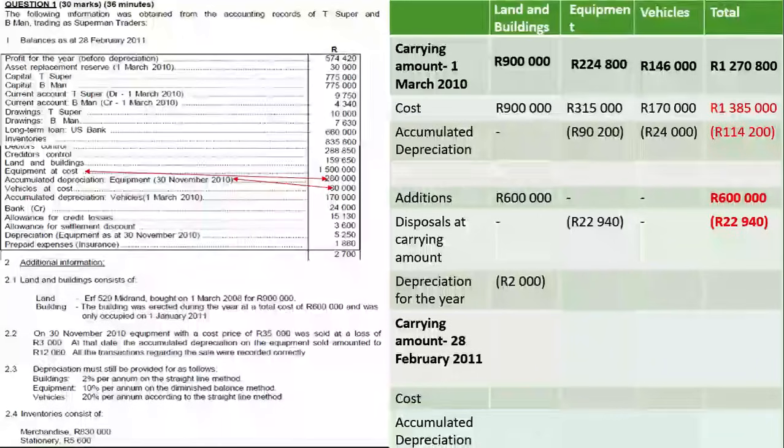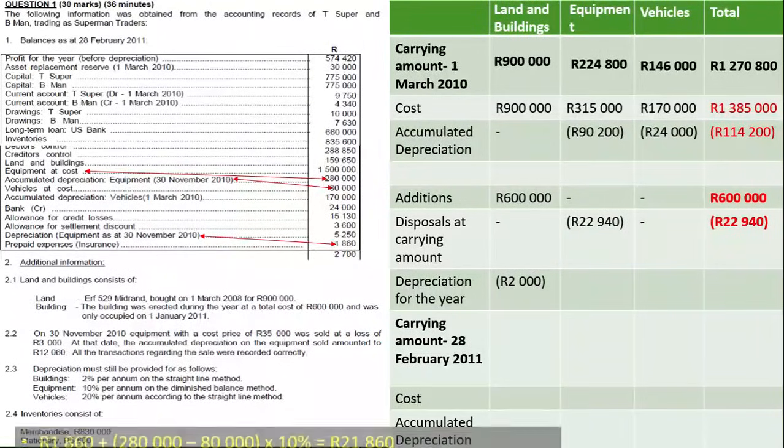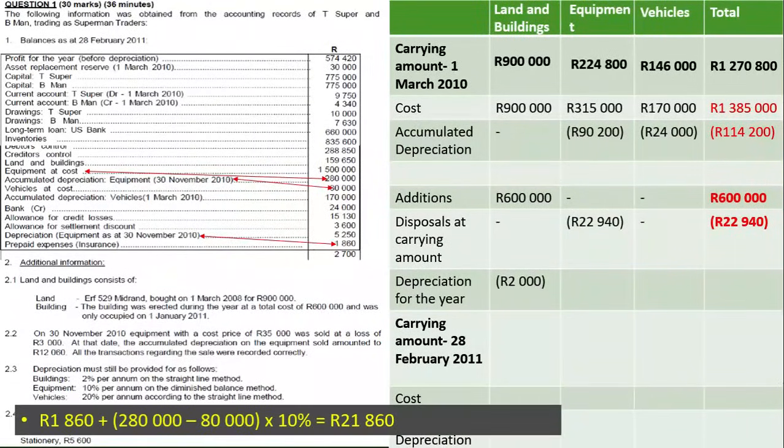So we have 80,000 rand for equipment which was remaining. And then we also had depreciation for the equipment which was disposed of, which was 1,860 rand. So what is the depreciation for the year? Now we have to take the depreciation for the equipment which is remaining plus the depreciation for the equipment which was disposed of, because we still need to record and take account of that. And how do we do that? We take the depreciation for the equipment which was disposed of, which is 1,860, plus we calculate the depreciation for the equipment which remains. Remember, it was at the beginning 280,000 rand.